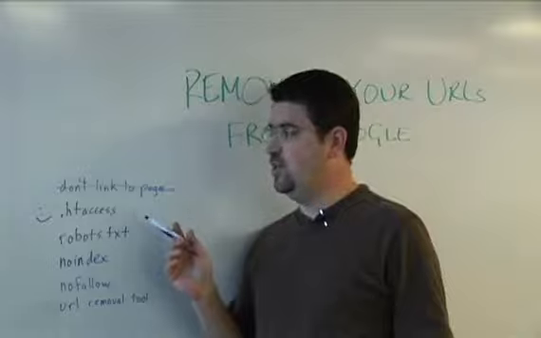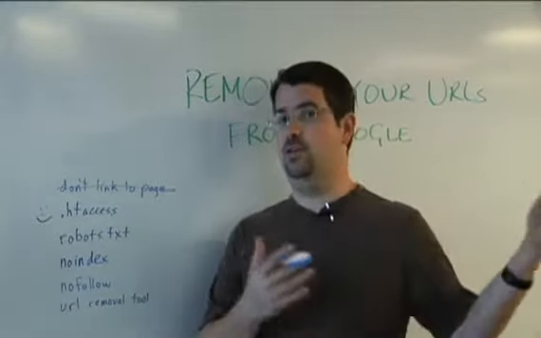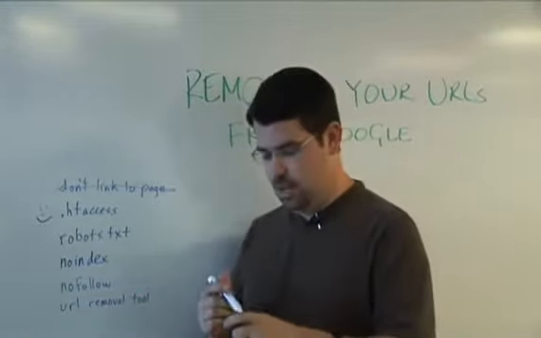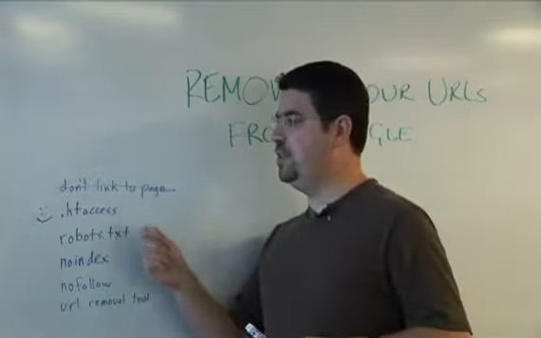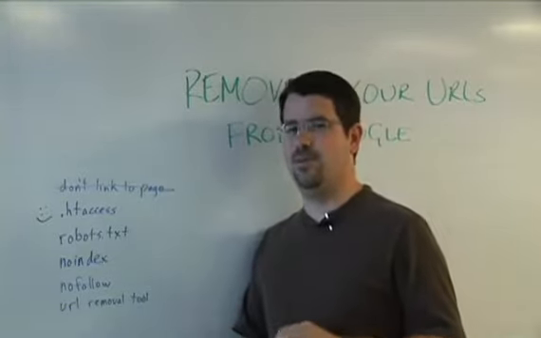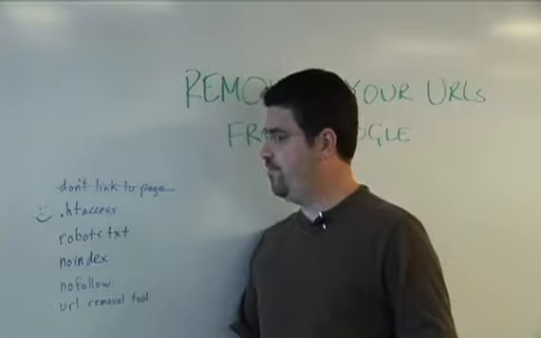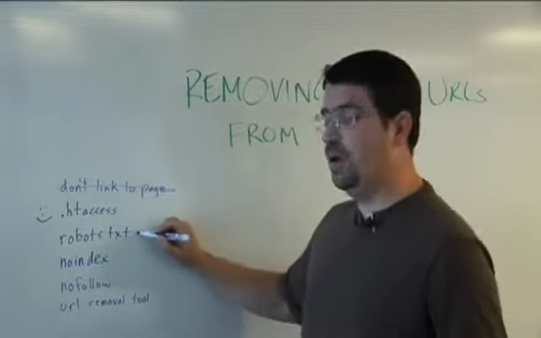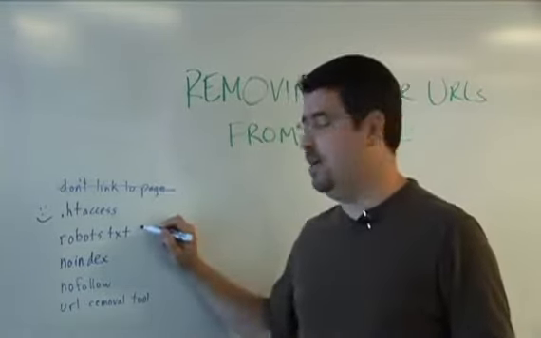It's a preventative measure, so it's not good if Google has already gotten into a particular area of your site. But if you're planning ahead and you know what the sensitive areas are going to be, just slap a password on there and it'll work really well. All right, so here's another way, one that a lot of people know about. It's called robots.txt.